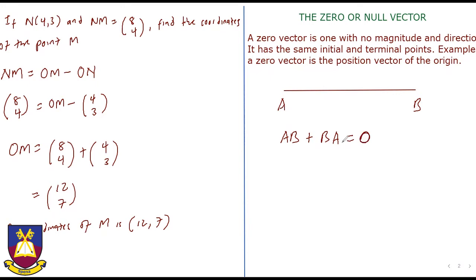Because if I came from A to B, I'd move from A to B like this. Then I come back from B to A in this opposite direction. It means that I'll still end up at the point A, where I started from. That means that I have not moved in any direction, and the magnitude and direction in that case will be 0.